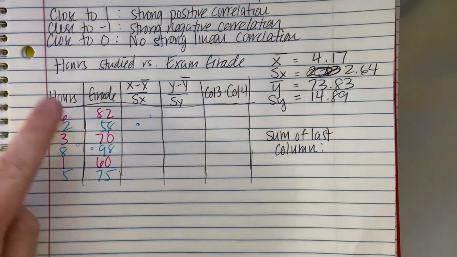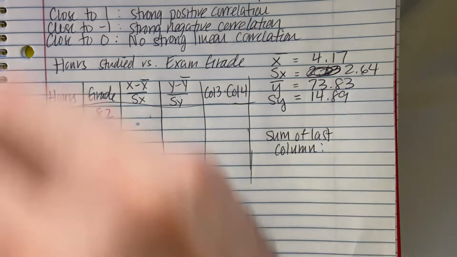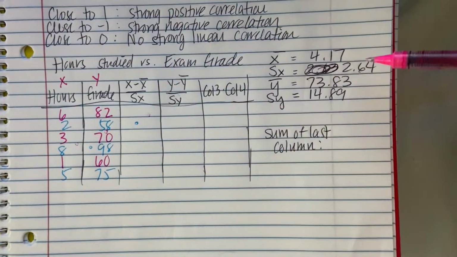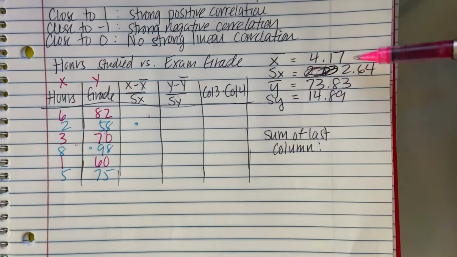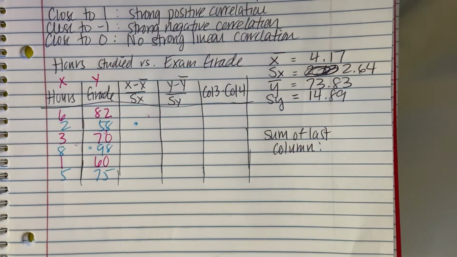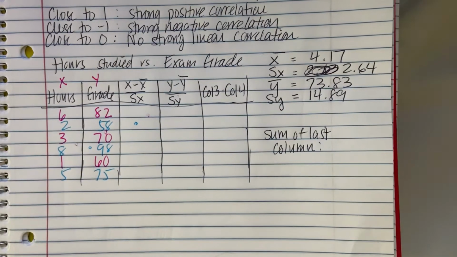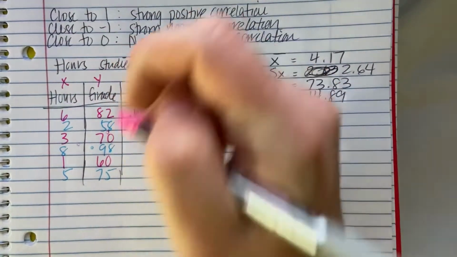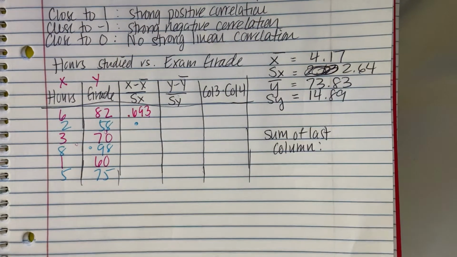So we've got the x column and the y column, hours and grade. Now we have to do x minus x bar over the standard deviation of x. I have x bar and the standard deviation of x listed here. We're going to take the x value 6. So that would be 6 minus 4.17, and then all of that divided by 2.64. When you put that in, you get 0.693. I'm going to leave it there at 3 decimal places.